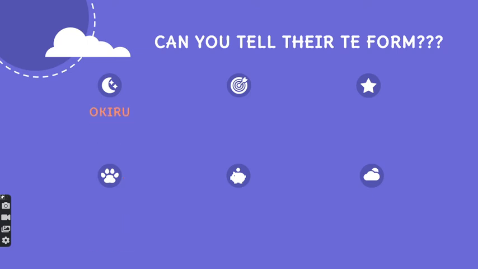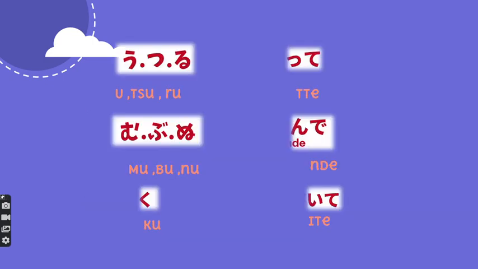So now can you tell the other forms? Okiru. Okay, I will tell you and the rest are your homework. Okiru is a second group word because it has a ru at the end and the sound of i before it. So okiru becomes okite. And oshieru, oshiete. Hairu, haitte. And the last 3 are your homework. Okay, so let's do it with the song.